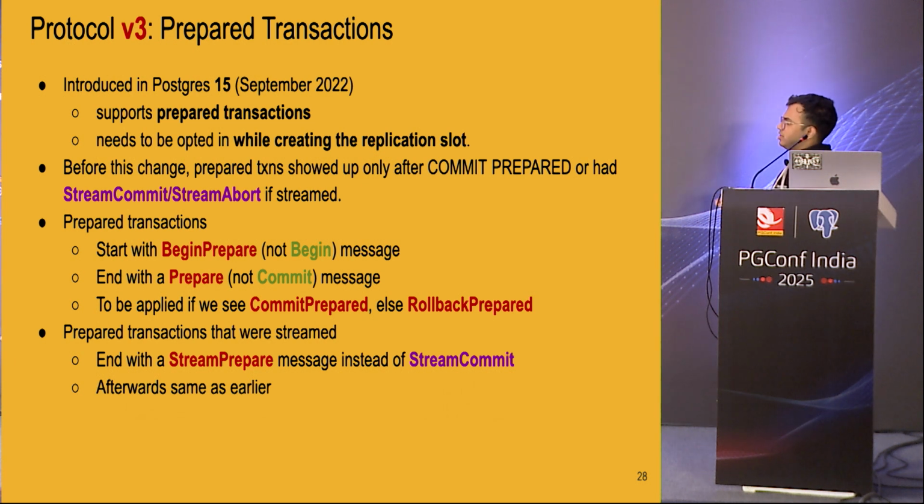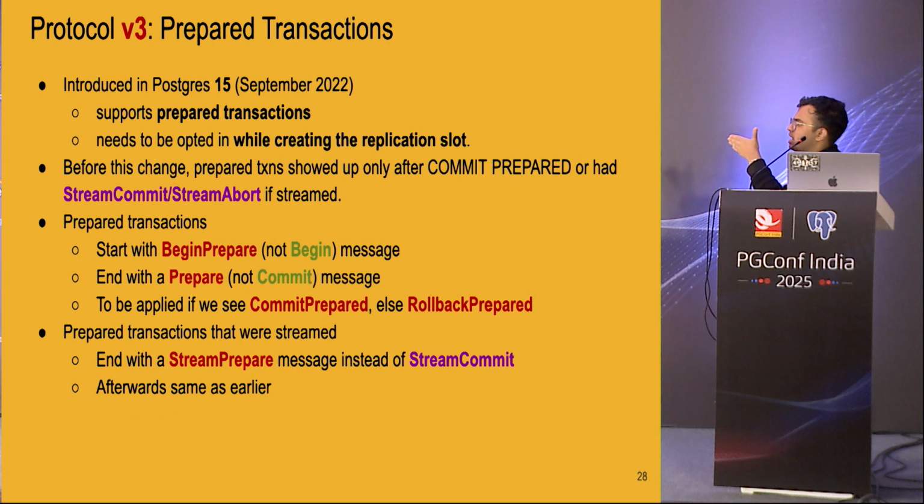Now in prepared transactions, what do you have? You have no new fancier message types. You have begin prepare. Begin prepare is the analog to a begin message. So if we get a begin prepare message, that means we are reading a transaction that's prepared, and a prepared transaction ends with a prepare message, not a commit message, a prepare message. Now even after the prepare, the transaction is still not done. We still have to wait for a commit prepared or a rollback prepared.